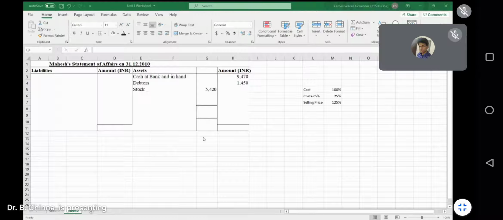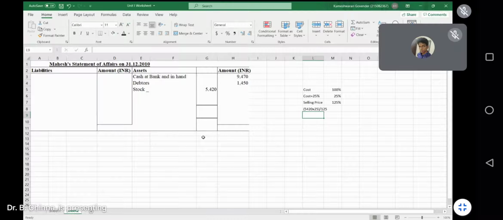1,084. 5,420 should be multiplied by 25 and it should be divided by 125. This is the formula that you need to consider, or even you can directly reduce 20% out of it.